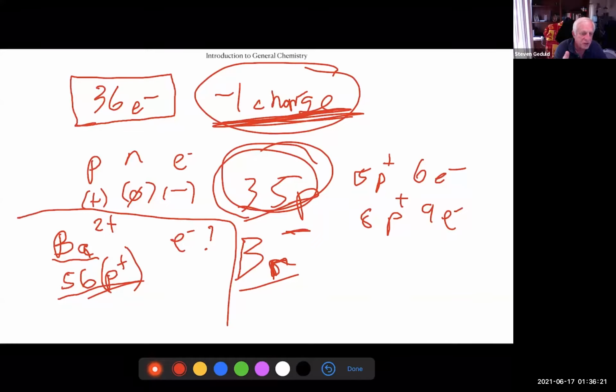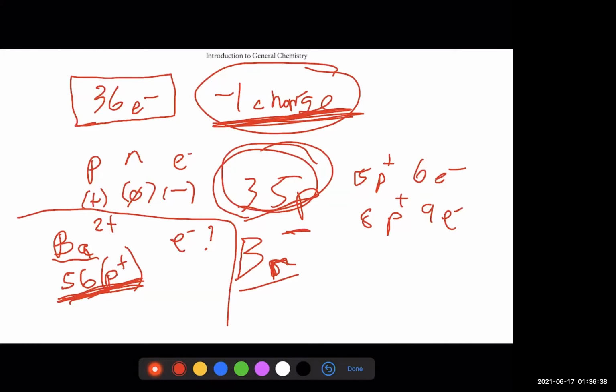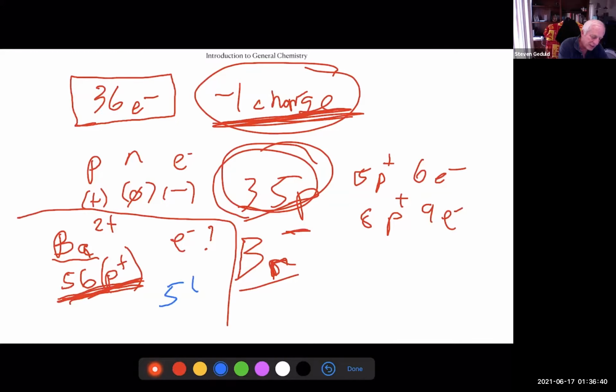Right. Well, you're still going the wrong way, though. Think about it this way. 56 positive charges. Now you can't change that. So how many negative charges do you have to have? So it's 2 less, 54. 54. Perfect. You have to have 54 electrons, because 54 minus charges and 56 positive charges gives you +2.